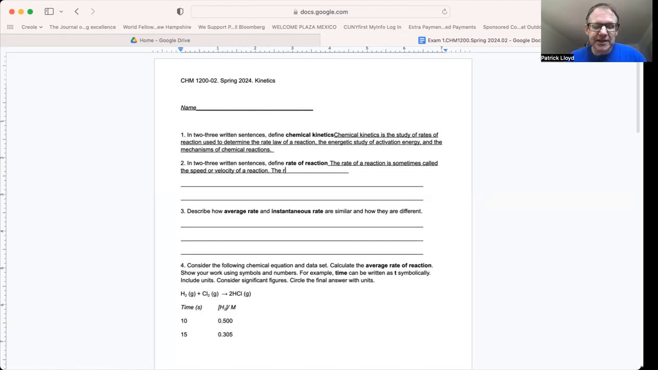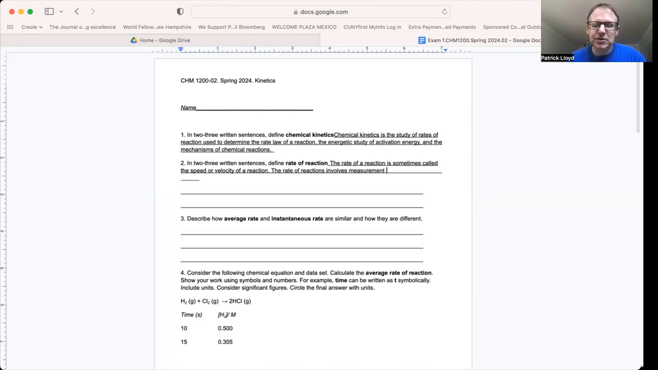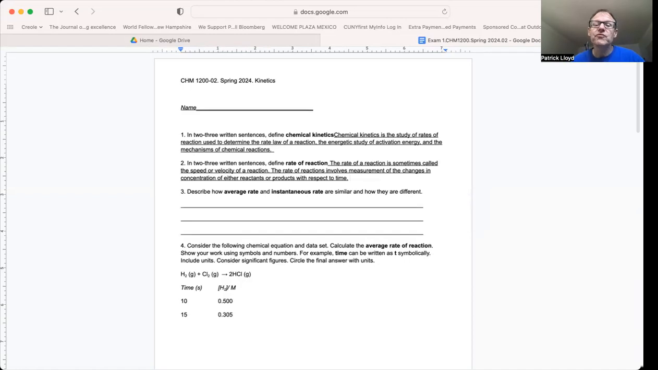And the rate of reaction involves measurement of the changes in concentration of either reactants or products with respect to time. Okay, so it has to do with time measurements, right? We're measuring the changes in concentration over time.